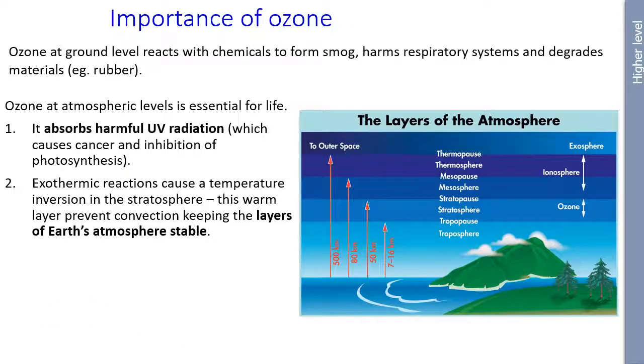So the importance of ozone. Ozone at ground level reacts with chemicals to form smog. Harms your breathing systems, or respiring systems, and degrades materials down. Okay, ozone in the atmosphere is important for life, essentially because it absorbs UV radiation and cosmic radiation from outer space, and from the sun, which can cause cancer. And exothermic reactions can cause a temperature inversion in the stratosphere, and this layer prevents convection, keeping the layers of the Earth's atmosphere stable. Okay, so it's very important.